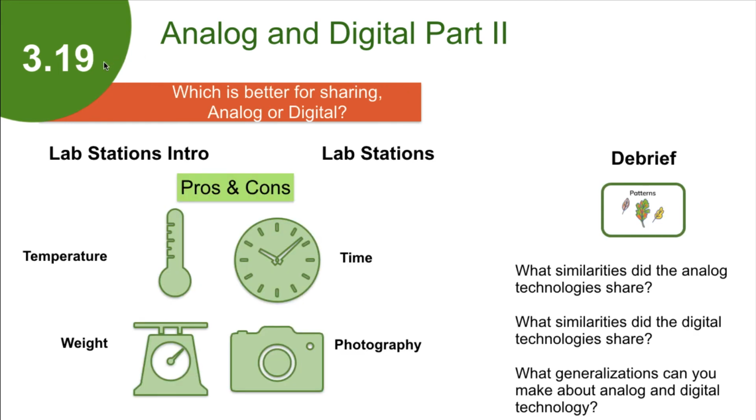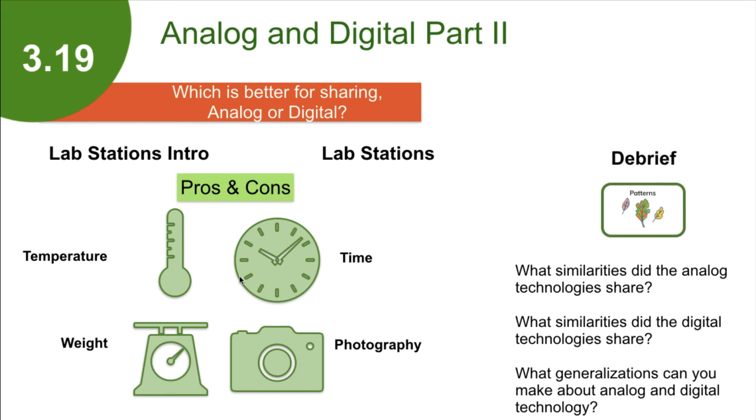In Part 2 from Lesson 19, students are starting to think about which is better for sharing information, analog or digital. Students visit 4 different stations, one for photography, one for measuring temperature, time, and weight. And at each station, there's 2 different devices, an analog one and a digital one. There's a different scenario at each station.